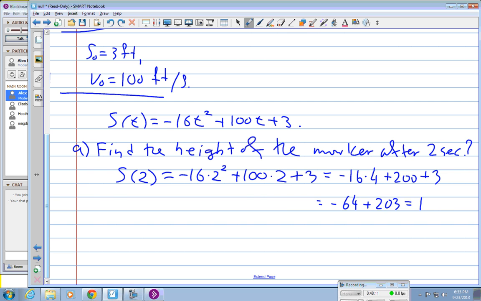So what are we getting? 139, you said? I know, 139. I said 139. I don't know what I say. So if I actually managed to give it the initial velocity of 100 feet per second, that's what would have happened. So after 2 seconds, it's 139 feet above the ground. Okay? Isn't that cool?